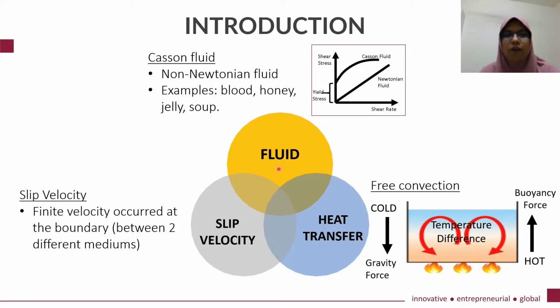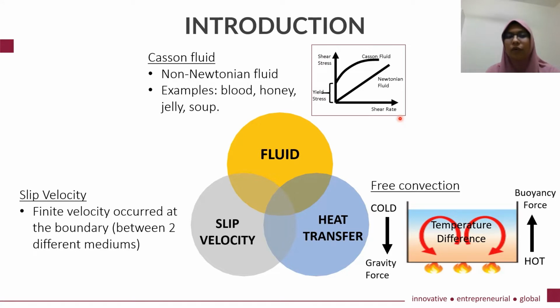First is fluid. Fluid can be categorized as liquid and gases. There are two types of fluid in fluid mechanics study, which are Newtonian and also non-Newtonian fluids. Newtonian fluid obeys Newton's law of viscosity. As we can see in this graph, it has a linear relationship between shear stress and shear rate.